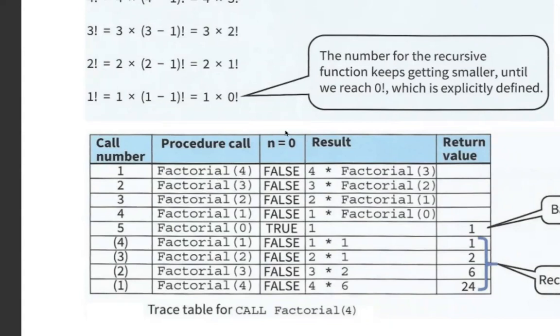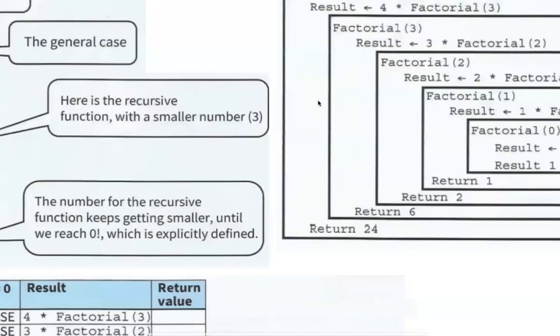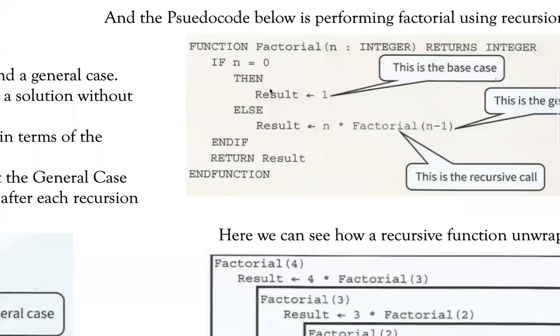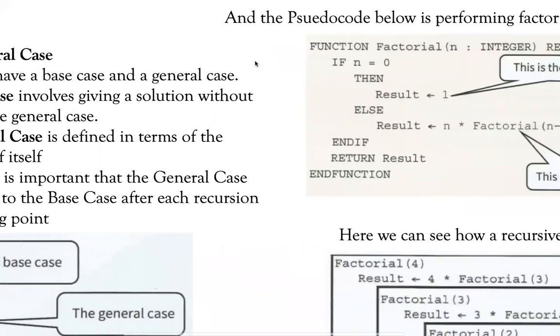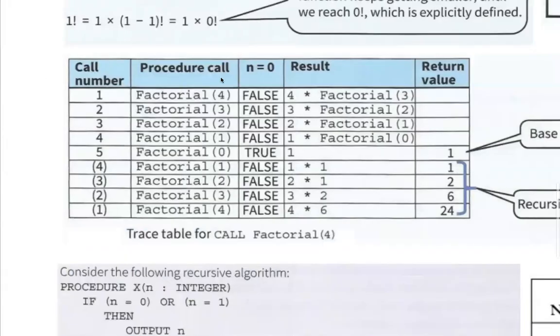And what does this mean? It means: have I reached my base case? Base case is, as you remember, n equal to 0. So have I reached n equal to 0 yet? No, because my n is equal to 4. So that's why it says false here.